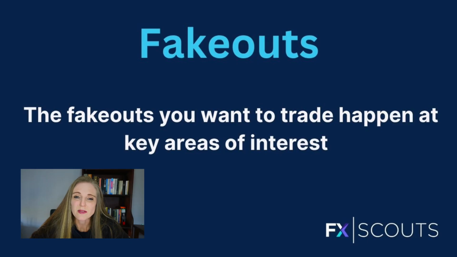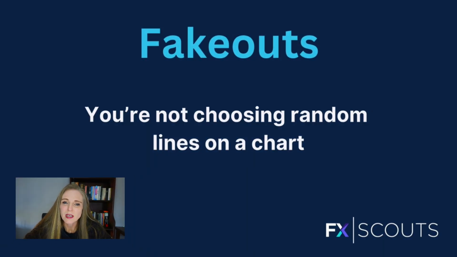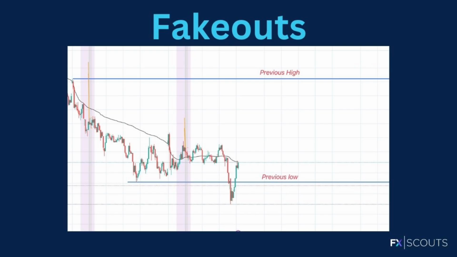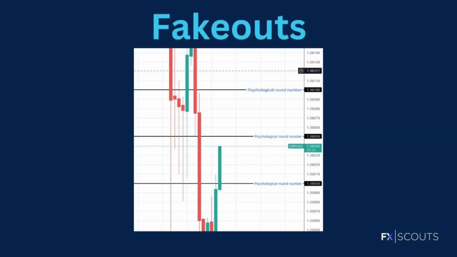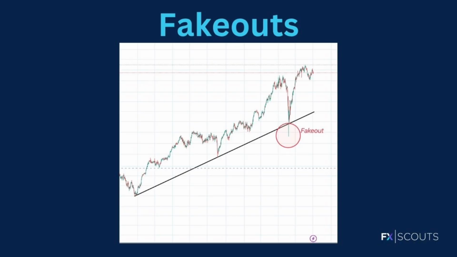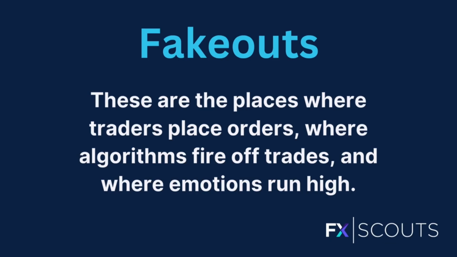What you want to look for is fake outs that happen at key areas of interest, where the broader market is watching. This means that you're not choosing random lines on a chart. You're looking for areas where you may have a prior high or prior low, strong support or resistance, psychological round numbers, major trend lines, or neckline zones in chart patterns. These are the areas where traders place orders, algorithms fire off trades, and emotions run high.